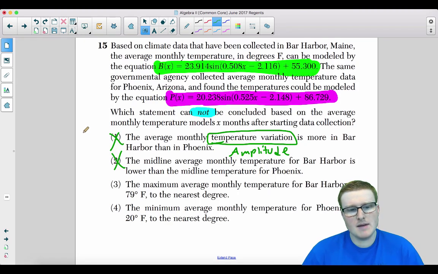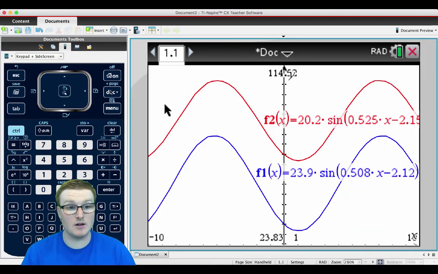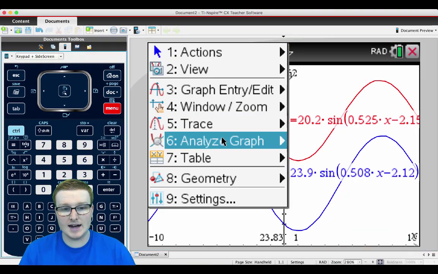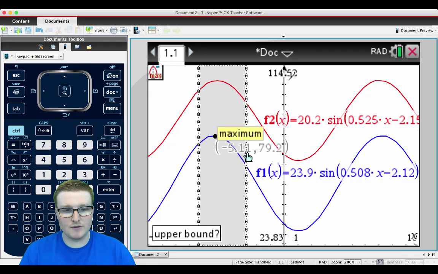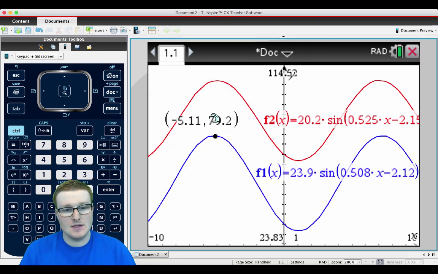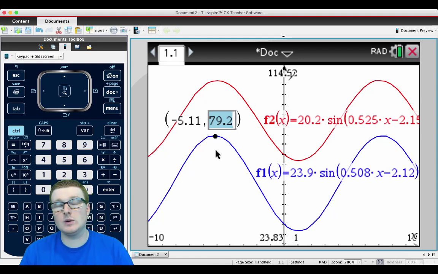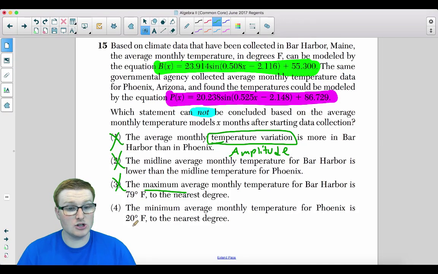The maximum average monthly temperature for Bar Harbor is 79 degrees Fahrenheit to the nearest degree. So basically, they're saying find the maximum value on the blue graph shown on your graphing calculator. Go to Menu, Analyze Graph, then Maximum. Click on the blue graph and click before and after the maximum point. That 79.2 is your degree measure, so it is about 79 degrees. Yeah, that's true.